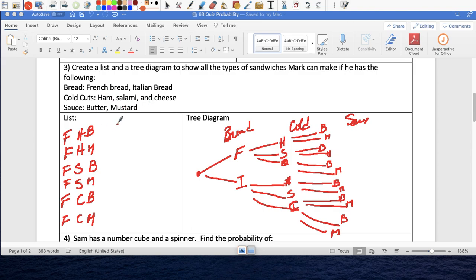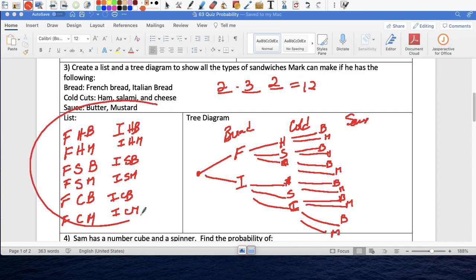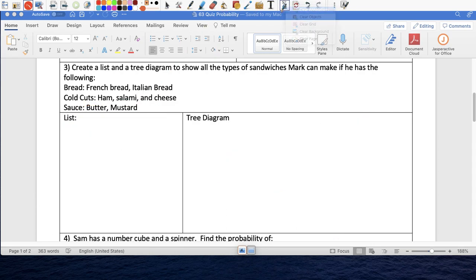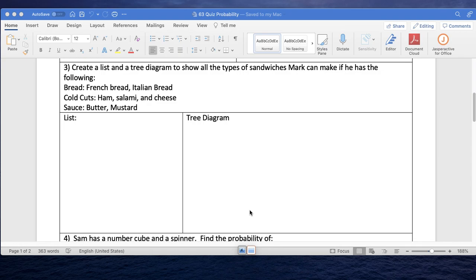Okay, good. And then I can have Italian bread with ham and butter. Italian bread with ham and mustard. Italian with salami and butter, Italian with salami and mustard, Italian with cheese and butter, Italian with cheese and mustard. So I have a total of 12, right? And then if you did the fundamental counting principle, you have two choices for bread, 3 choices for cold cuts, and 2 choices for sauce. So 2 times 3 is 6, 6 times 2 is 12, which matches what we have here. Okay, that was a little bit of work.